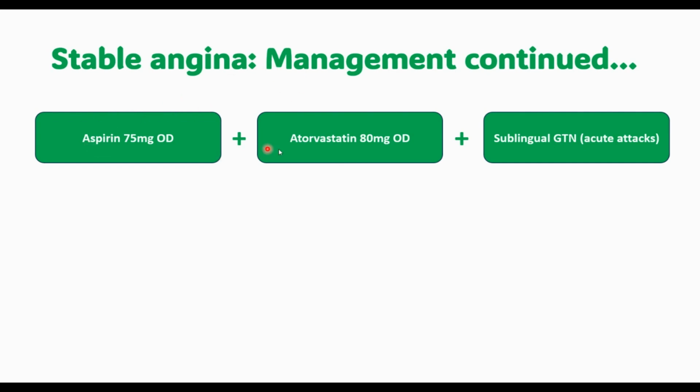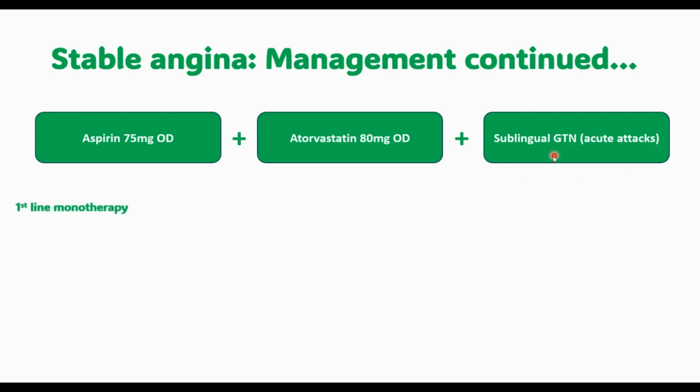So these three medications are important, and I've put the doses as well, just because I feel like they're important for you to know. I had a look on the BNF, and these are the doses that they use for secondary prevention of cardiovascular events. So we have aspirin, 75 milligrams once a day, atorvastatin, which helps to lower the low density lipoprotein, the bad cholesterol, and then for acute attacks, I've mentioned this quite a few times now, we have the GTN spray.